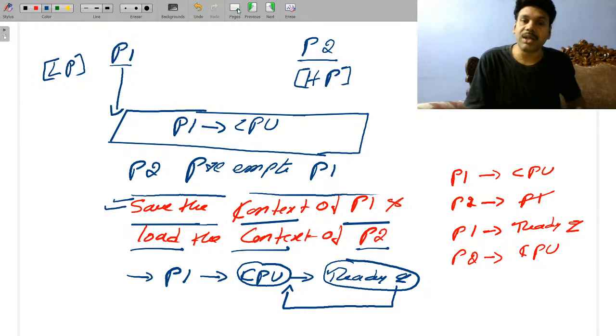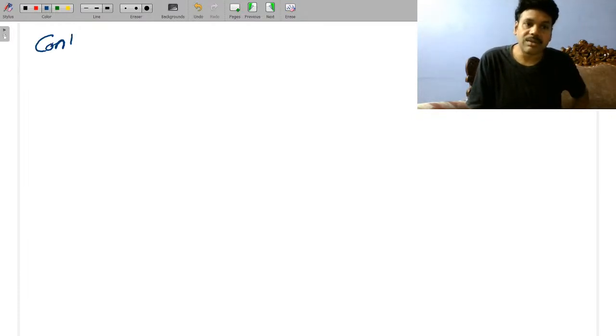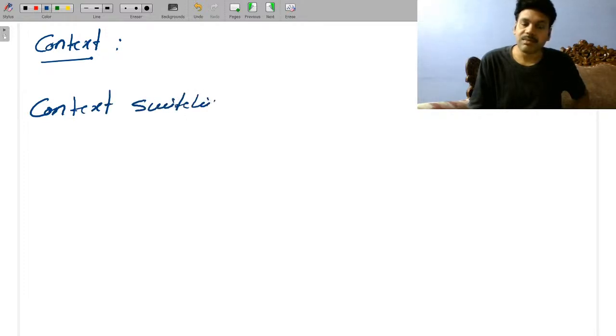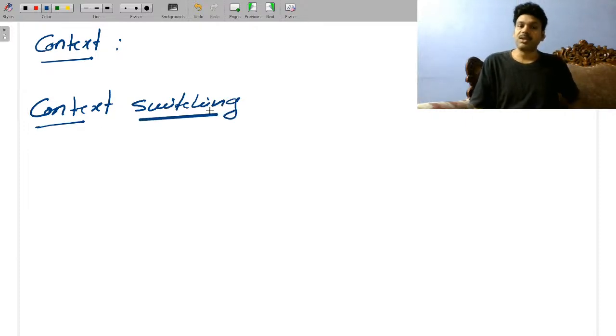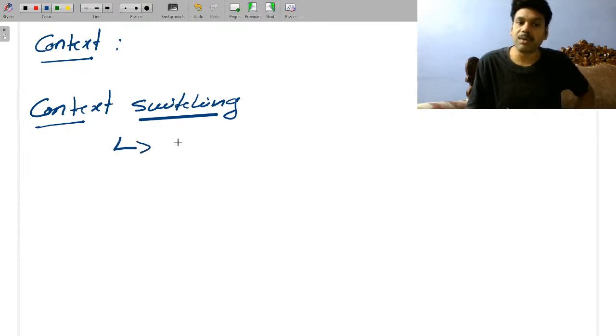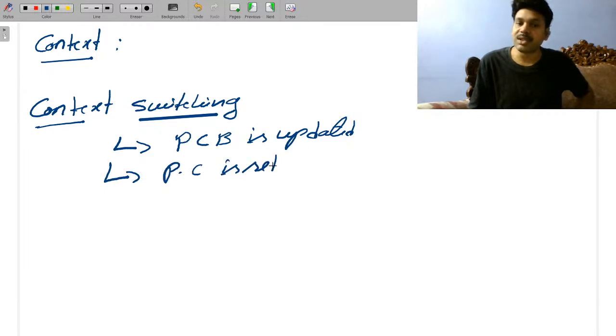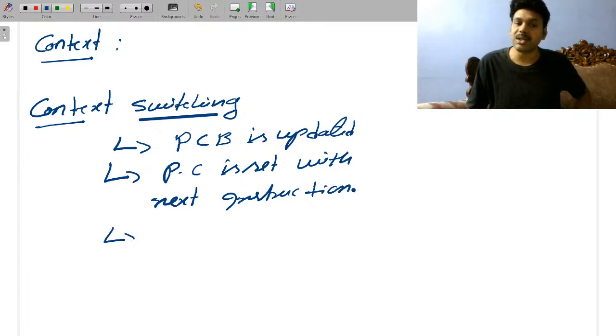So far we have discussed what a context is, and we understand what context switching is. Whenever you do context switching, please observe a few important points. The PCB is updated. All the values are updated and your program counter is set with the next instruction, the instruction immediately after where you are paused. After that you need to save the PCB.